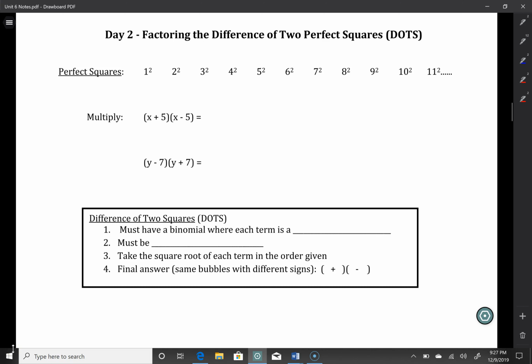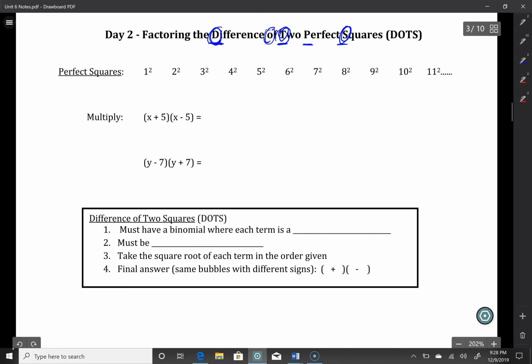Okay, so today we are going to start a different type of factoring that I don't believe you've seen before. Yesterday we did factoring using the GCF method, and we learned that you can take out a number and/or a letter as well. Today we're going to factor something called difference of two perfect squares, and you're going to hear me refer to this as DOTS.